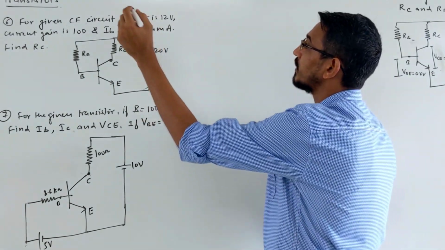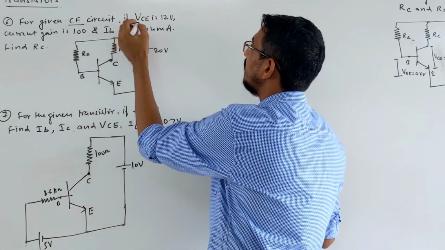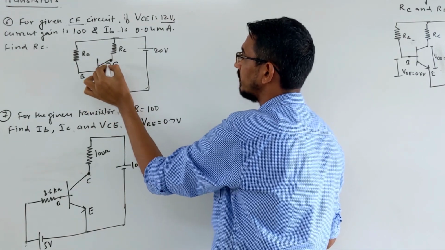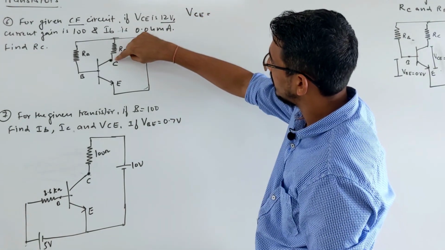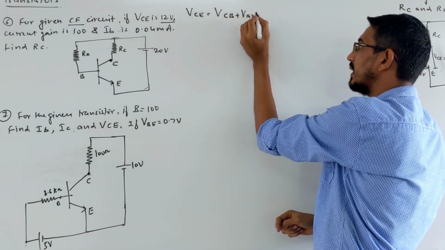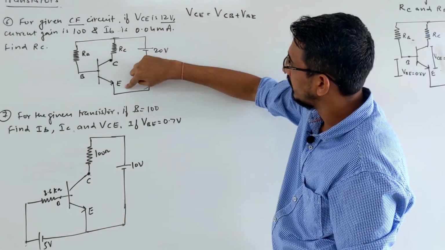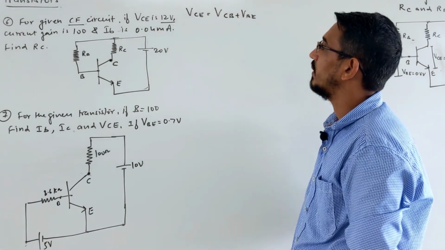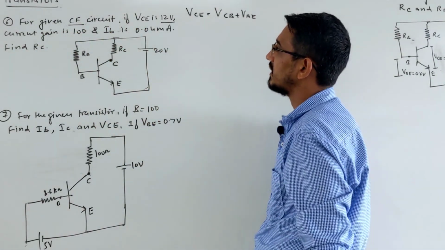So look here, the first question is a common emitter circuit. VCE is given as 12 volt, the voltage from C to E. I told you always VCE, the voltage from C to E, is also equal to voltage C to B plus B to E. This already I discussed with you, right? These two junctions together. Current gain is given, and input current is given. They are asking to find RC.